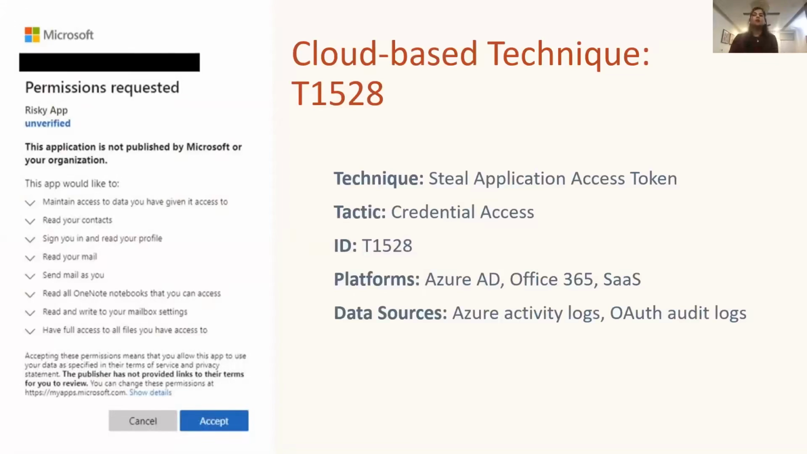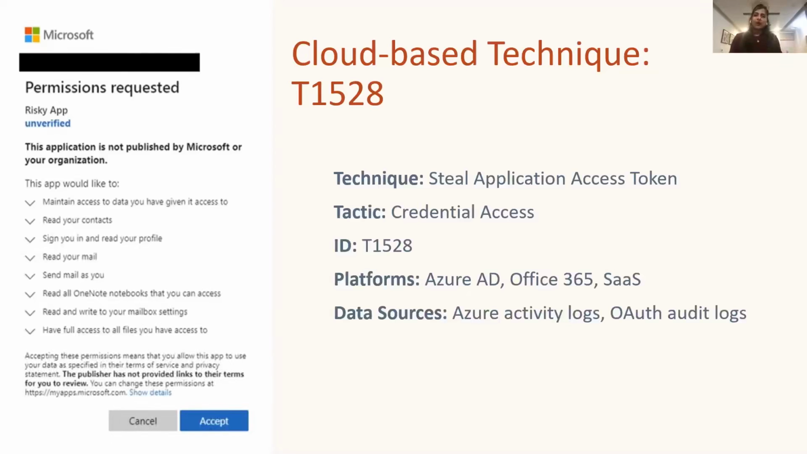Let us now see how to implement this process for writing the detection query for one of the MITRE ATT&CK techniques for cloud. The cloud-based technique that I have chosen for this presentation is steal application access token. Adversaries steal the application access token and they use them in place of login credentials. Application access tokens are used to make authorized API requests on behalf of the user, and they are used as a formal way to access resources in cloud-based applications.